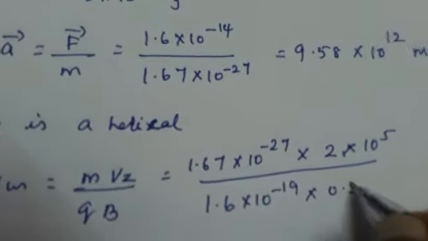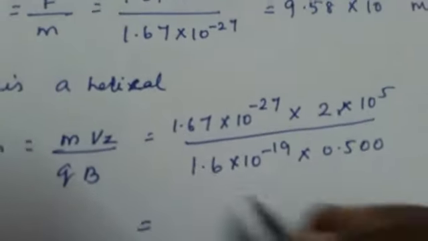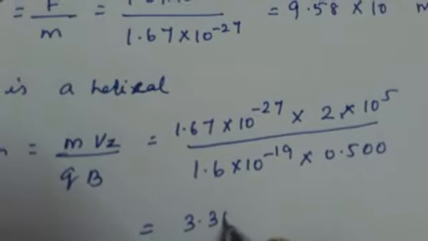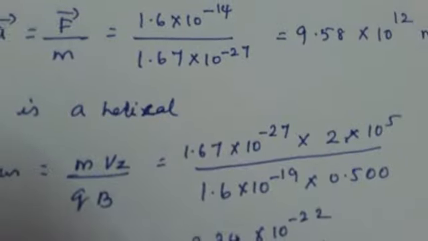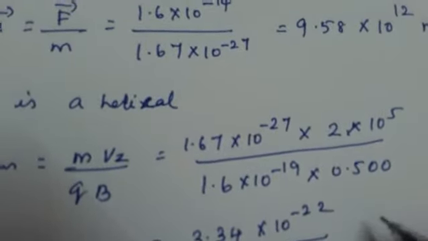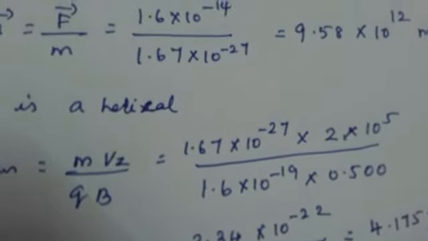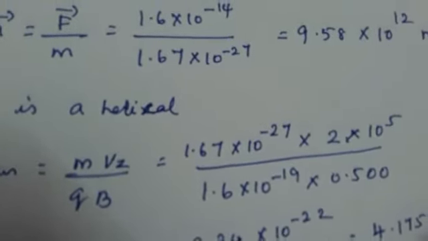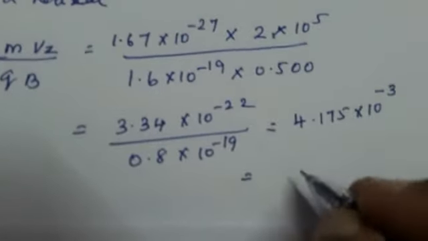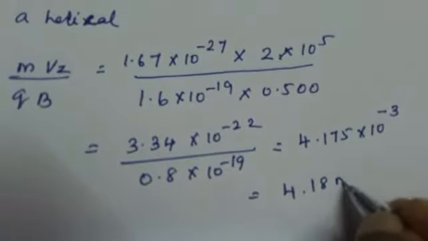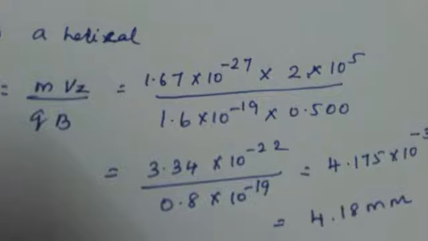Your magnetic field is 0.500. If you multiply these two, you will get 3.34 into 10 raised to minus 22, divided by 0.8 into 10 raised to minus 19. So you will get 4.175 into 10 raised to minus 3, which can be written as 4.18 millimeter. This is your radius.